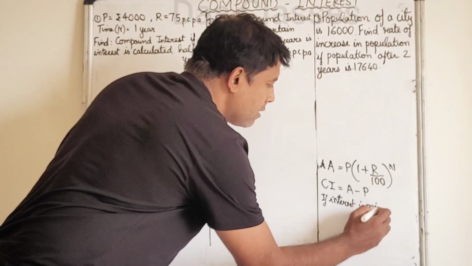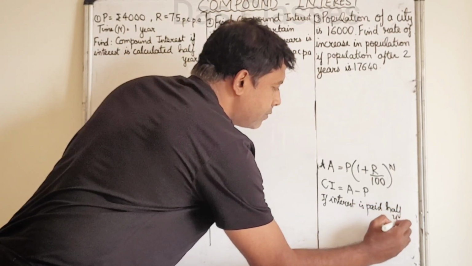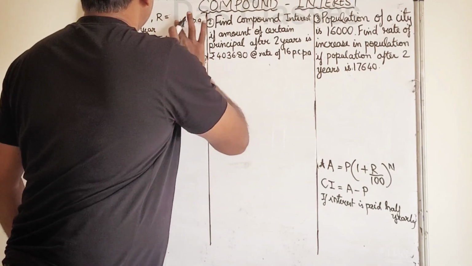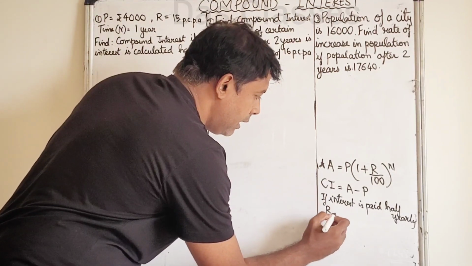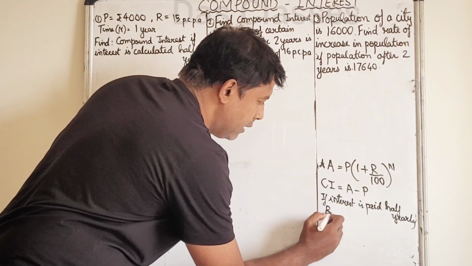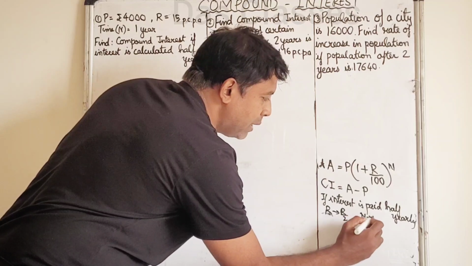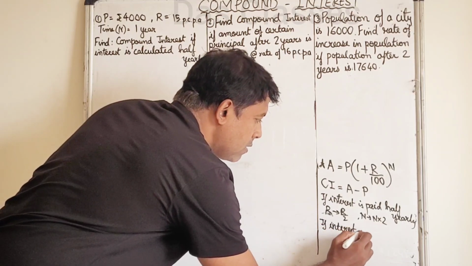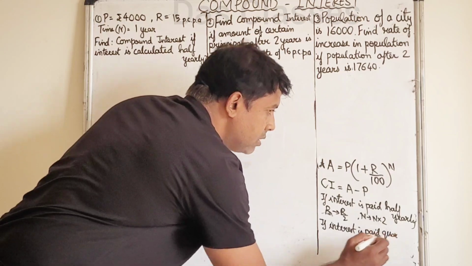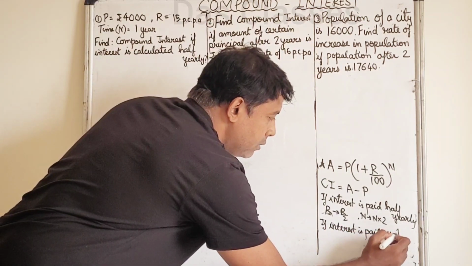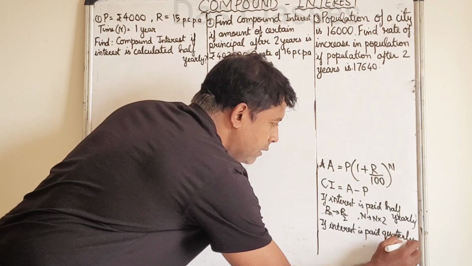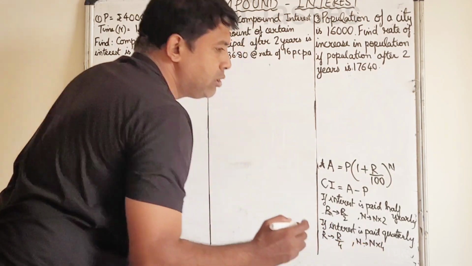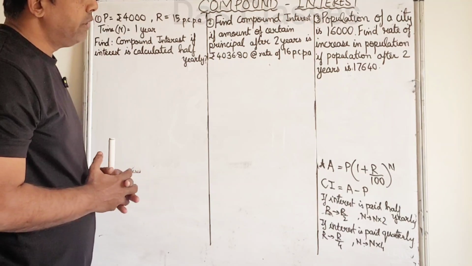And if interest is paid half yearly, then the rate is divided by 2 and the number of years is multiplied by 2. And if interest is paid quarterly, meaning every 3 months, then the rate has to be divided by 4 and the number of years, that is the period, has to be multiplied by 4. That is the only additional step that you have to do while solving the sum.